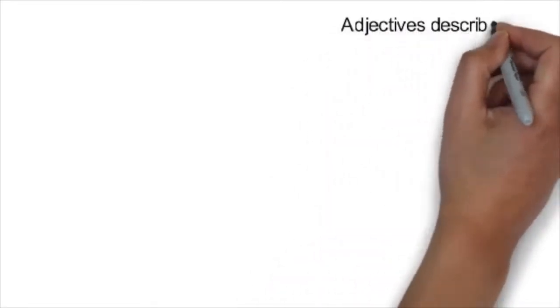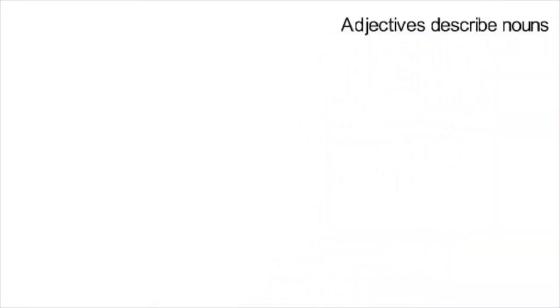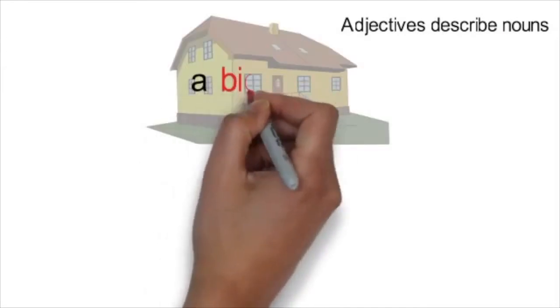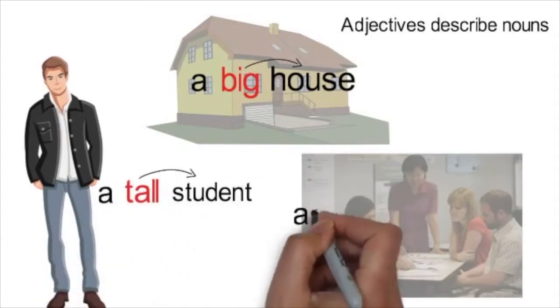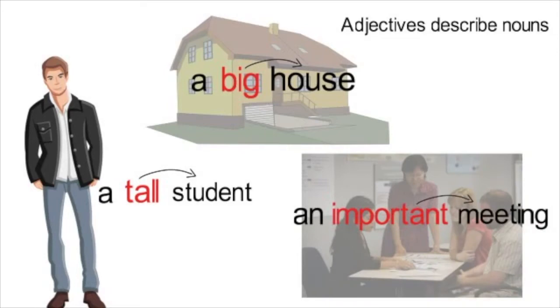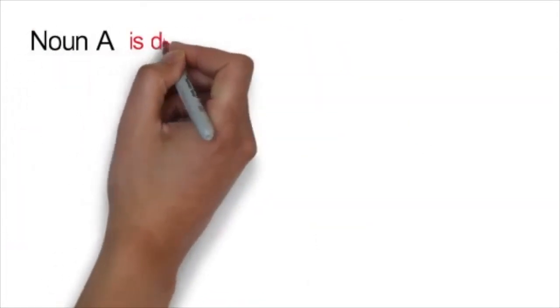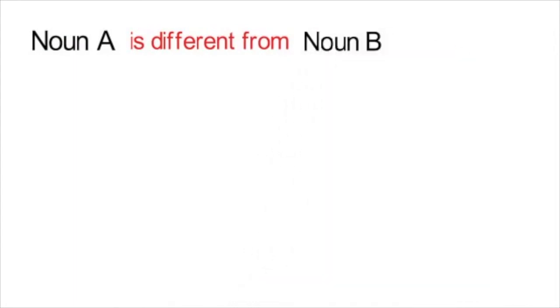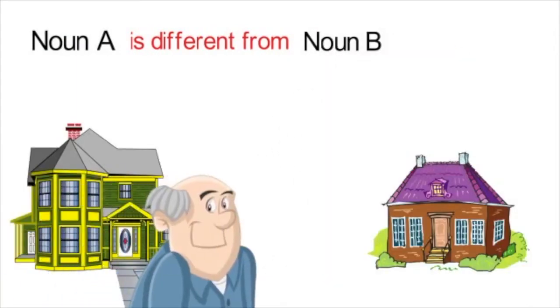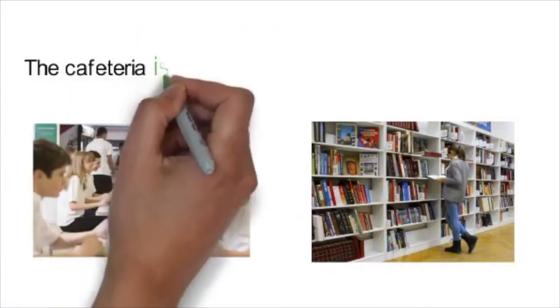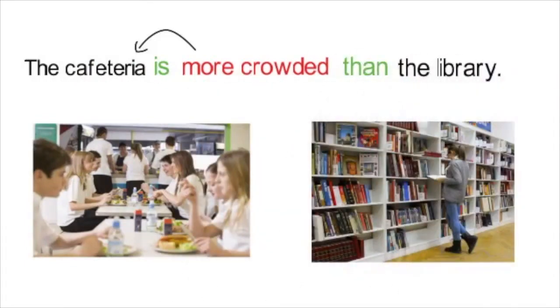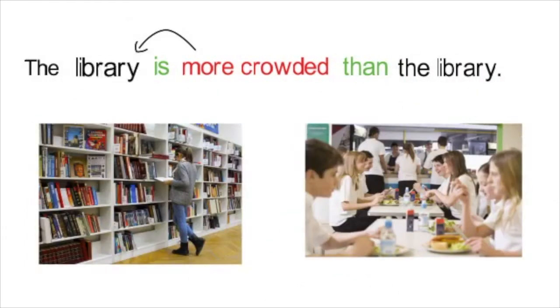As mentioned earlier, adjectives are words that describe a noun. For example, a big house, a tall student, an important meeting. Comparative adjectives show how two things are different. For example, my house is bigger than your house, or your house is smaller than my house. The cafeteria is more crowded than the library, or the library is less crowded than the cafeteria.